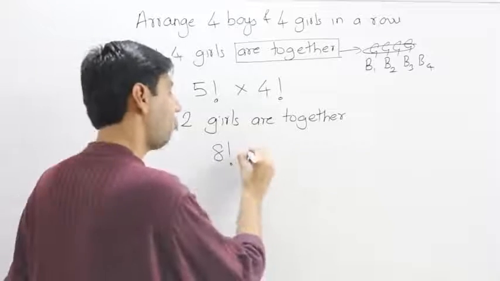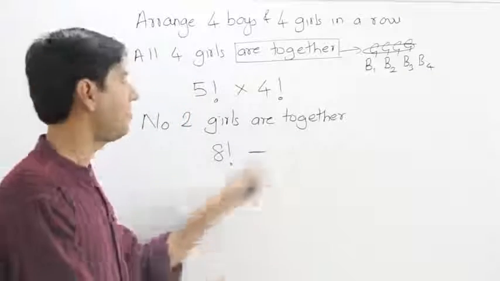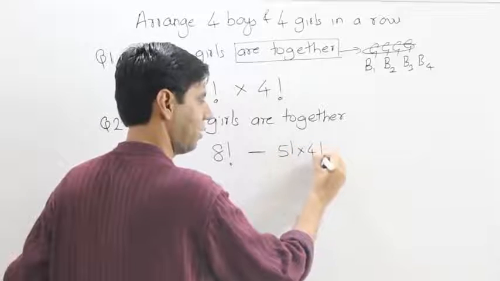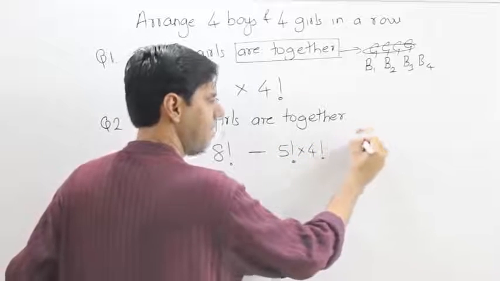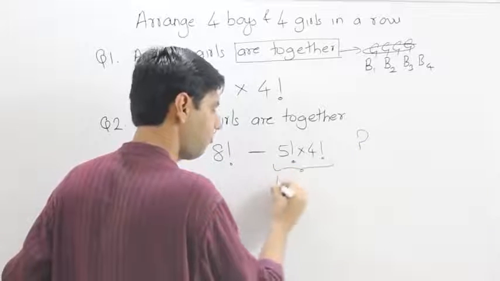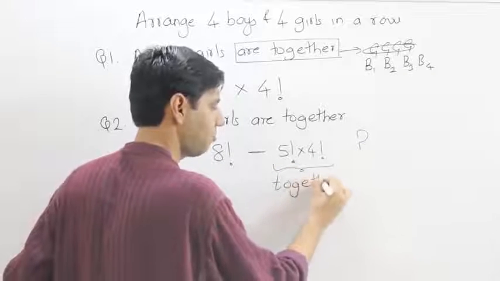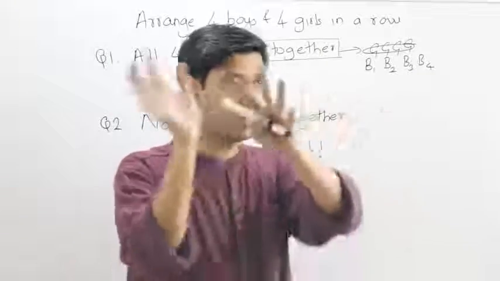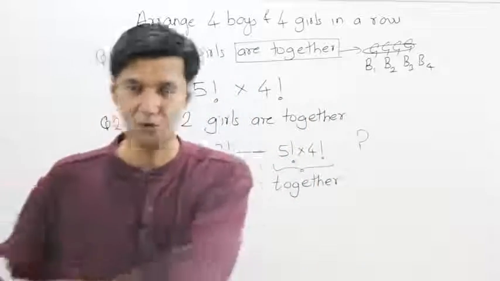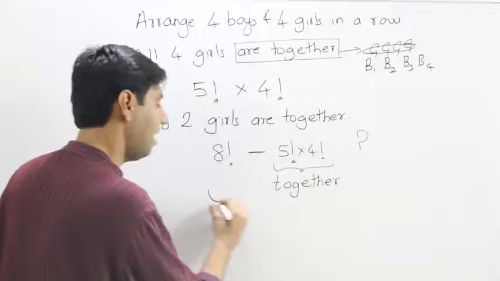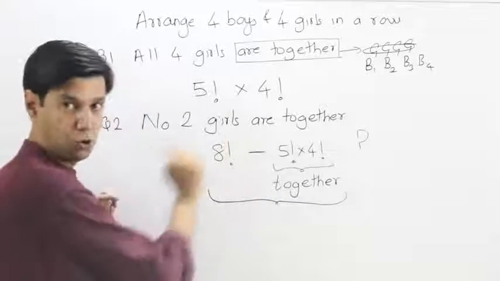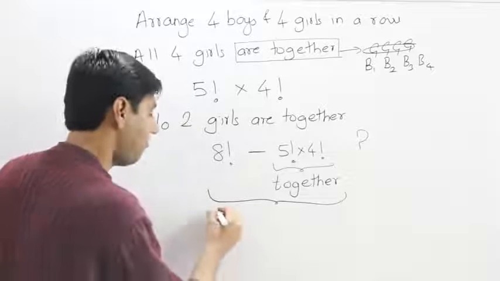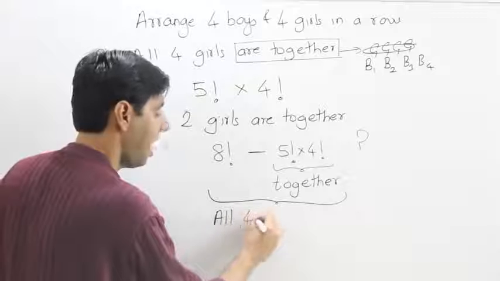From these, let me remove, take away, the ones where they are together. 5 factorial into 4 factorial. Is this going to be my answer? Let's see. What have we removed? All the cases when the 4 girls are together. So I see an arrangement, all 4 are together, take it off. I see another arrangement, all 4 are together, take it off. What I will be left with, is that going to satisfy no 2 girls being together? I think not really. This is an answer for all 4 are not together.